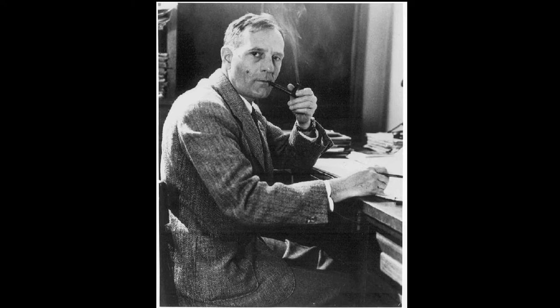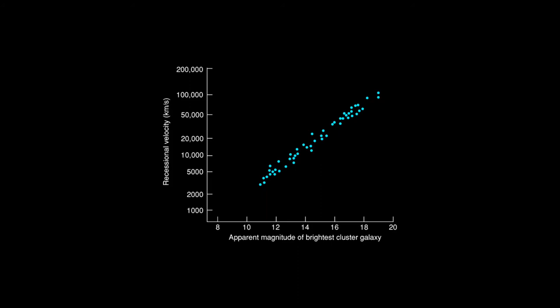And he managed to obtain a measure of the distances of these galaxies, and he found the following relationship. So, here is how fast the galaxy is moving away from us, in kilometres per second. And here is a measure of the distance, which you took from the magnitude of the brightest galaxy in the cluster. And you'll notice there's a straight line. The further away something is, the faster it is moving. Double its distance, and it's going away twice as fast.